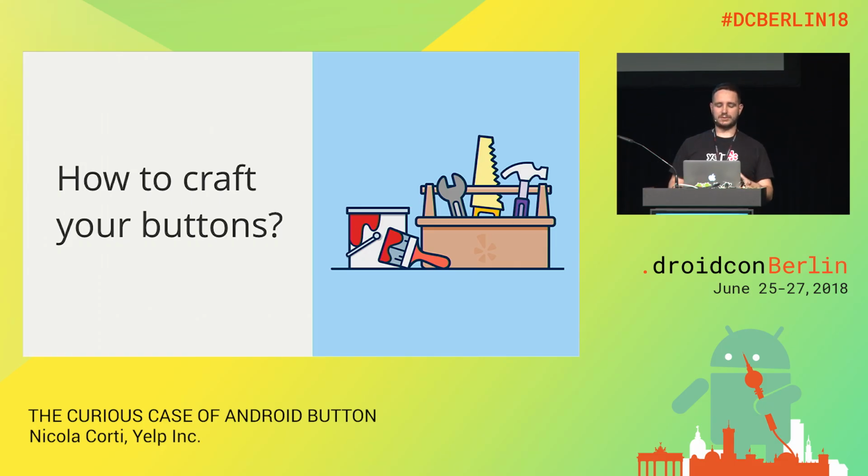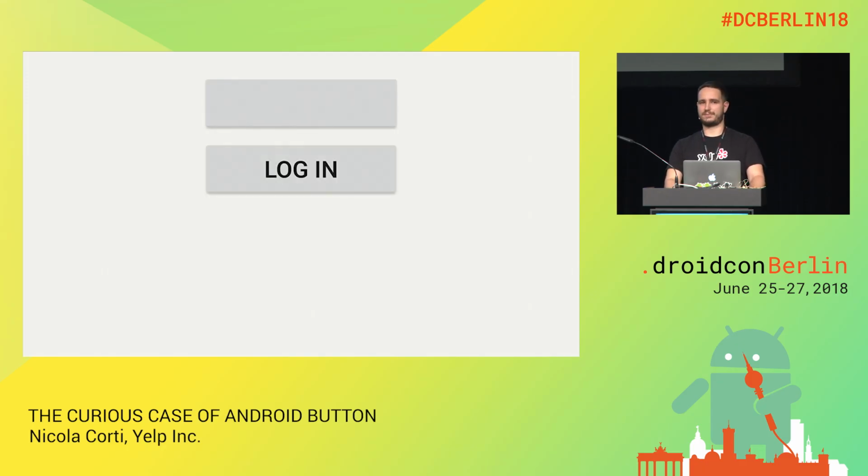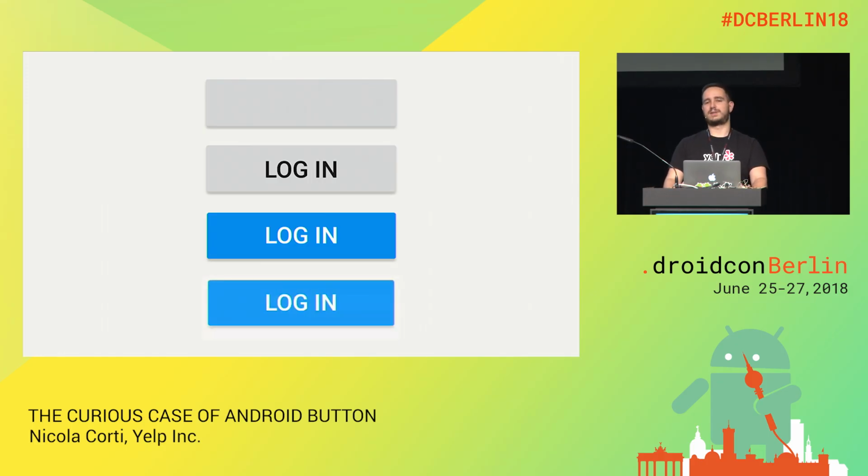To start crafting your buttons, you basically need to go through 4 main steps. The first one is thinking about the shape, so how you want your button to look. Then we have the typography, so what about the text that we put inside? Then we have the hierarchy, so what's the role of your button within your screen? And then we have the feedback, so how the button should react whenever the user interacts with it.